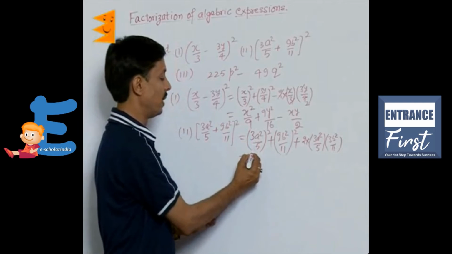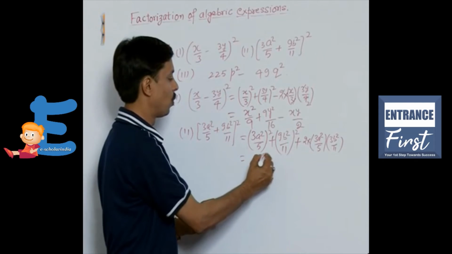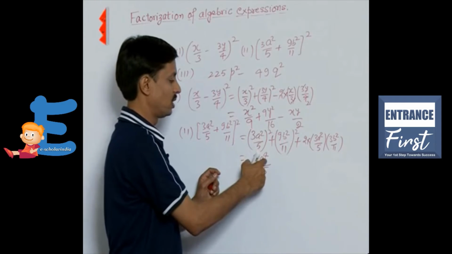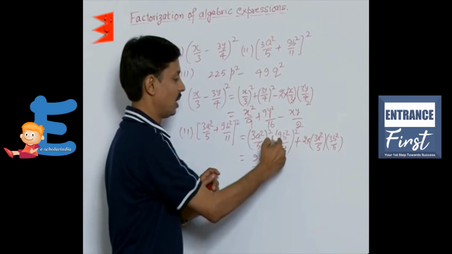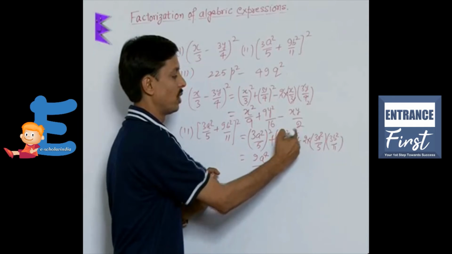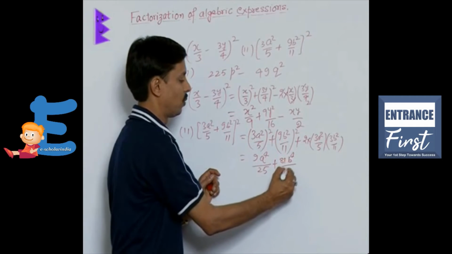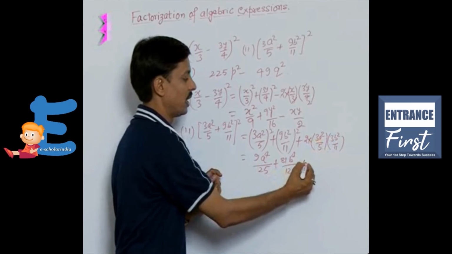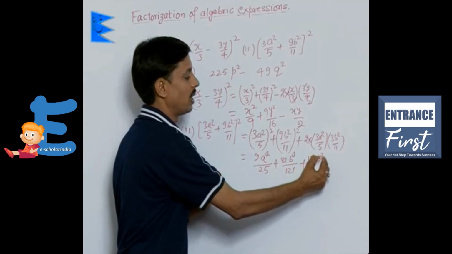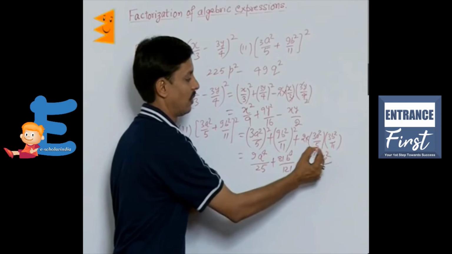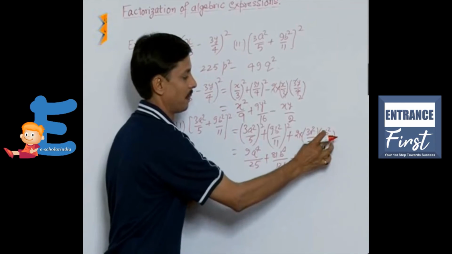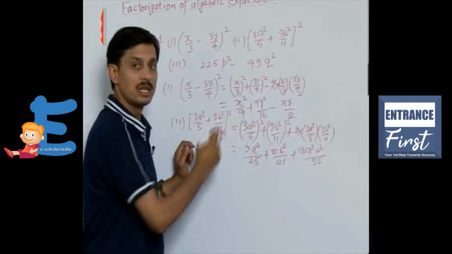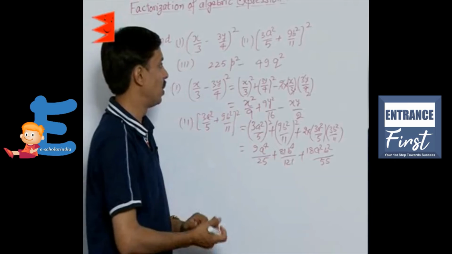This is coming out to be 9a to the power 4 upon 25, because 3 whole square is 9, a square whole square is a to the power 4, and 5 square is 25. 9 square is 81, b square whole square is b to the power 4 upon 121, plus 2 3s are 6, that is 3 are 18. This becomes 18a square b square upon 11 5s are 55. So this is the expansion of the second part by using what? (a plus b) whole square.